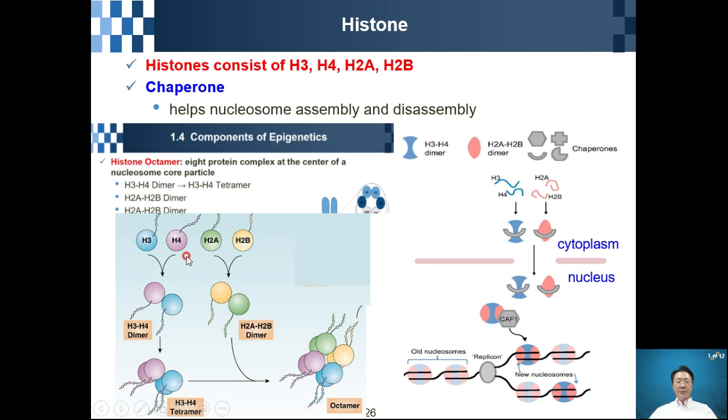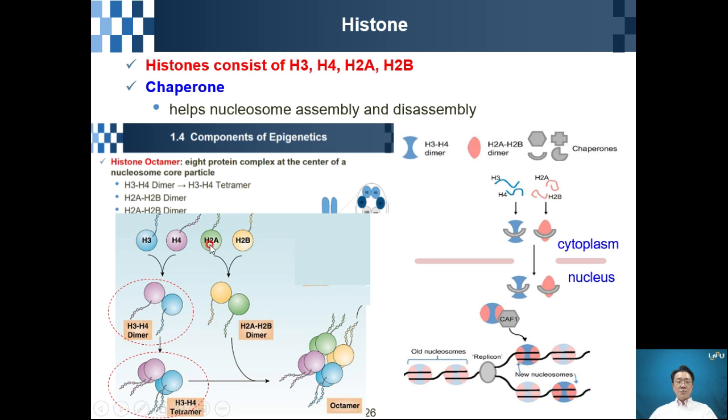First of all, the H3 protein and H4 protein bind to each other, so they will make the H3-H4 dimer. After that, two dimers bind to each other. After that, it will make the H3-H4 tetramer.